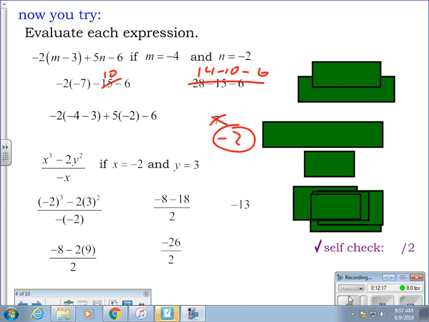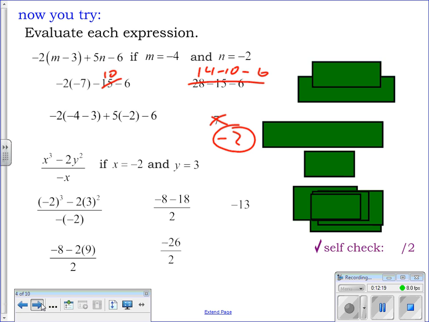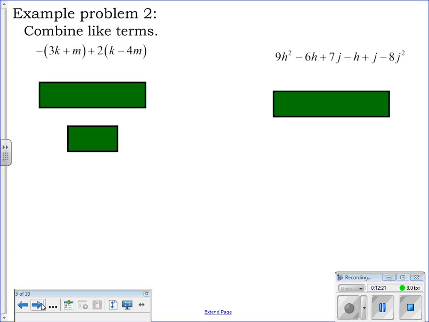Questions? Hey. Simplifying by combining like terms. Okay.